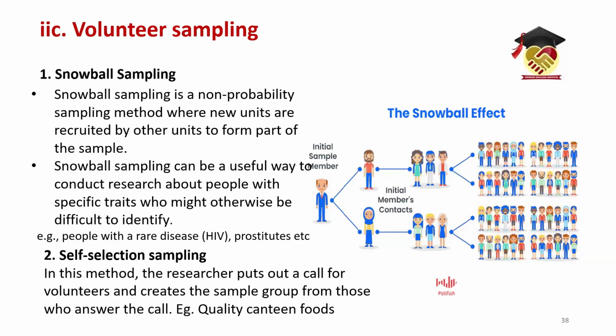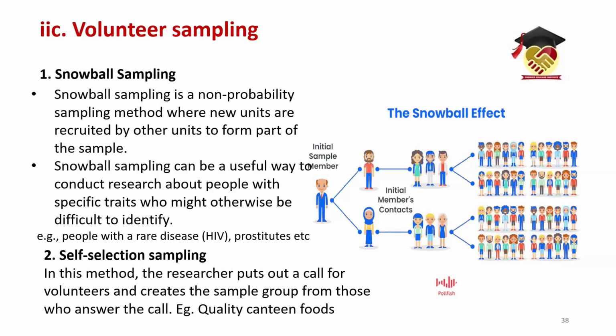That means, for example, HIV patients. You don't find the HIV patients in the streets or even in the hospital, but the specialist doctors know. So you have to approach a doctor and tell your objective, then the doctor will help you. I am not telling you to do this research. I'm just telling you how to get the sample.